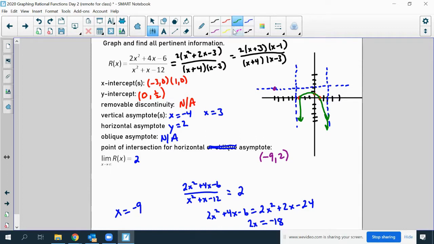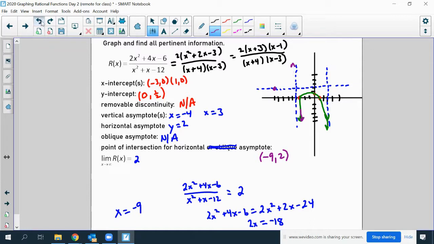Then I know that because these denominator factors are not squared, that means that since this one goes down at this asymptote, this one has to be coming from above. Likewise over here, since this one goes down, this one has to be coming from the top.